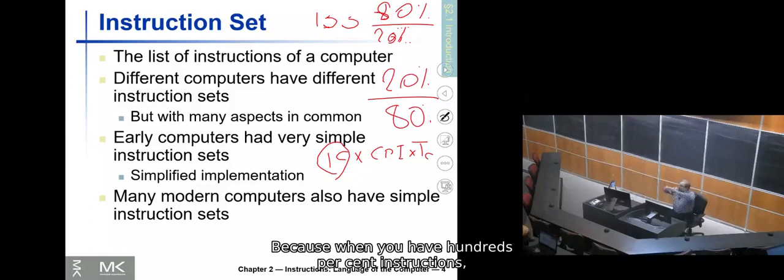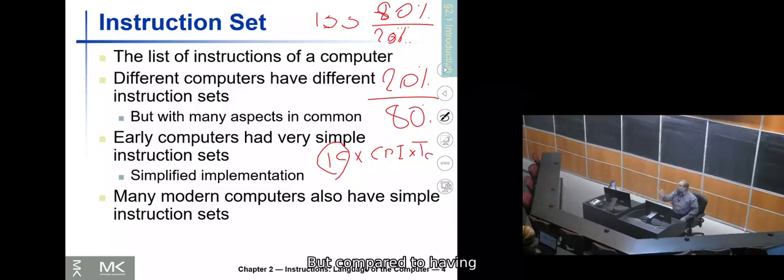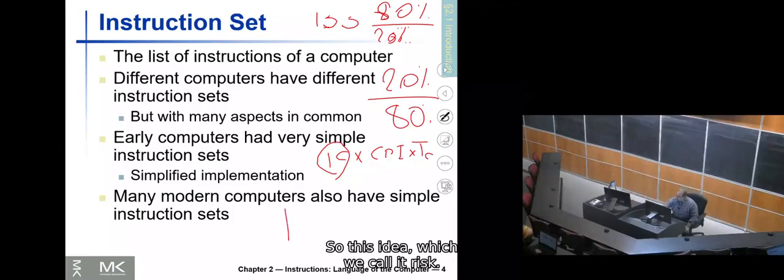Because when you have 100% instructions, you want to execute all of them, then it is harder. But compared to having only one fifth of those instructions, 20%, the design would be much simpler. And the simpler design makes a faster design. So this idea, which we call RISC.